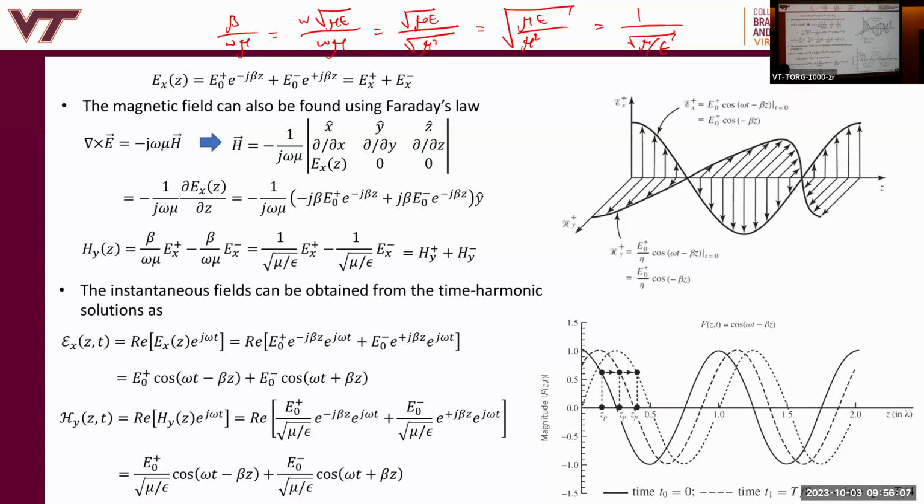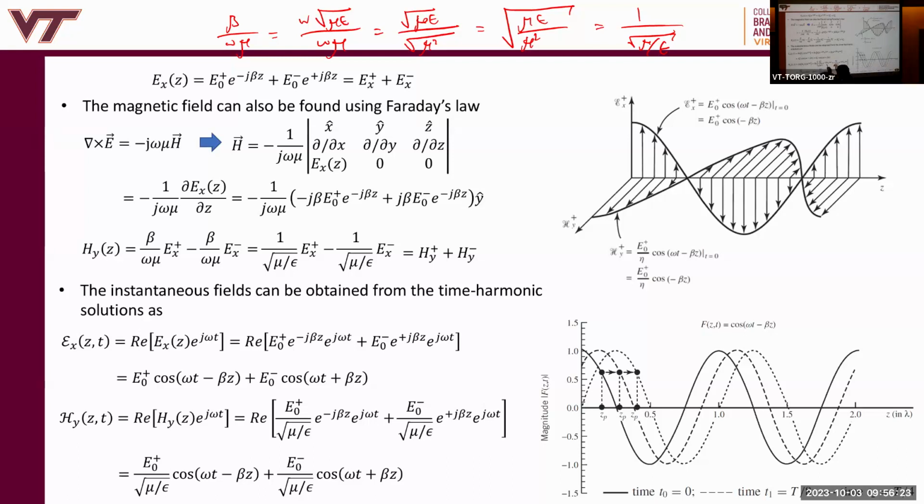Very good. Instantaneous fields can be obtained from the time harmonic solution. So we know how to do that, right? When we've obtained this solution at the top for the electric field, that is the solution in the complex domain, the time harmonic domain. But that is not the solution in the physical real world.